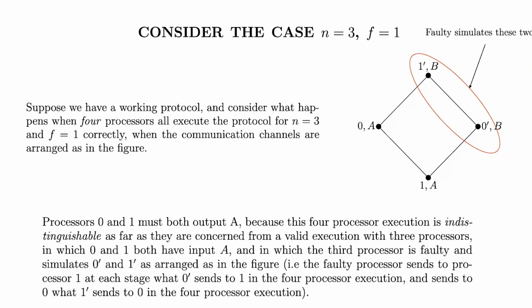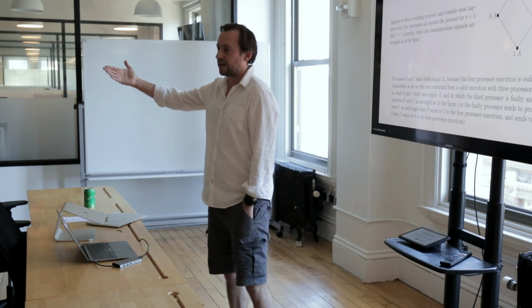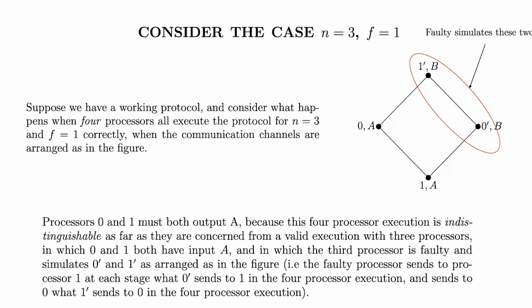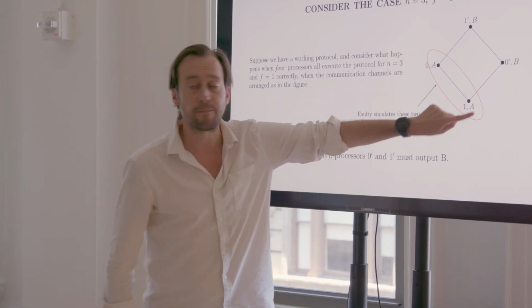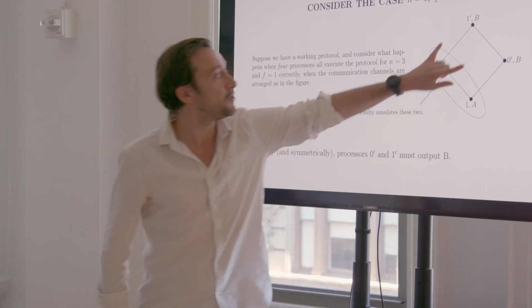When I say that the two executions are indistinguishable, I mean that from the perspective of a particular processor, they have the same input and they see exactly the same messages at each stage. So this 4 processor execution is indistinguishable, as far as these two guys are concerned, from a 3 processor execution in which the third processor is faulty and simulates these two here. Happy with that? In that situation, all the non-faulty processors have input A, so they have to terminate and output A. But similarly, by symmetry, these two guys, 1' and 0', have to terminate and output B, because this 4 processor execution is indistinguishable, as far as they're concerned, from the 3 processor execution in which the third node is faulty and simulates these two processors here.